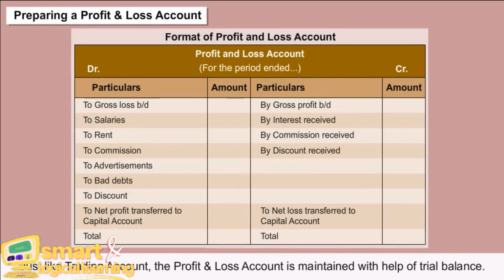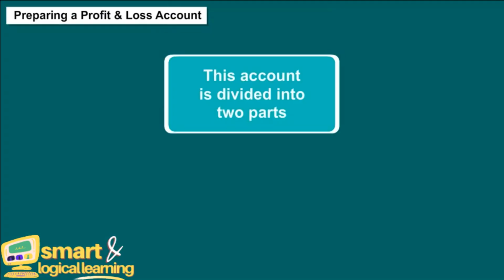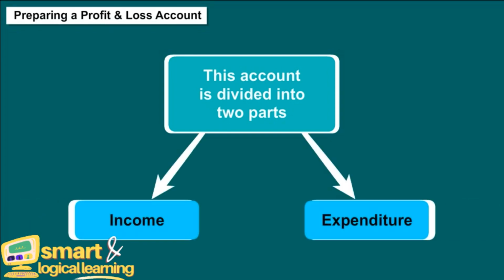Just like trading account, the profit and loss account is maintained with help of trial balance. This account is divided into two parts: income, expenditure.